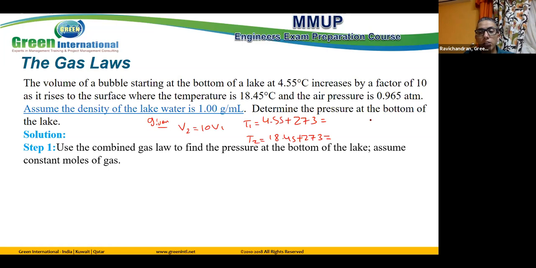And the pressure at 1, sorry, is this pressure 2? I think so. The bubble starts at the bottom of the lake and increases by a factor of 10 as it rises to the surface, where the temperature is given. Yes, this is pressure 2, which is 0.965 atmospheric. Determine the pressure at the bottom, which is P1. So we need P1. What's your opinion?